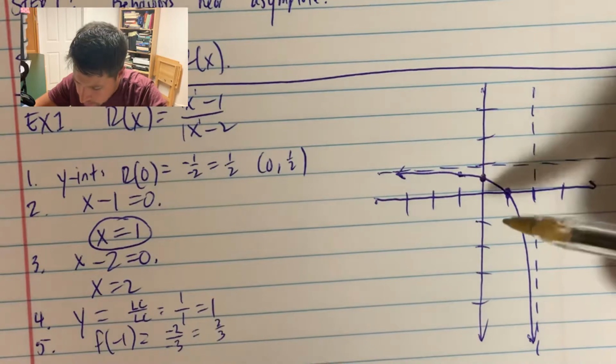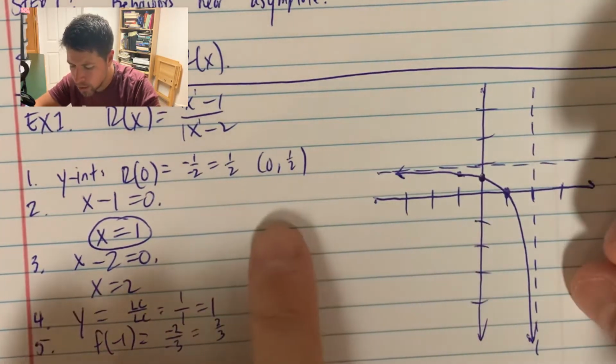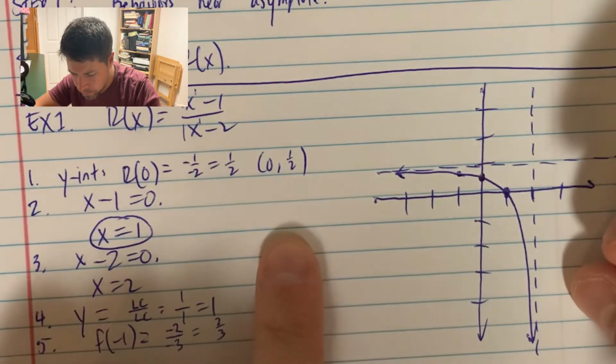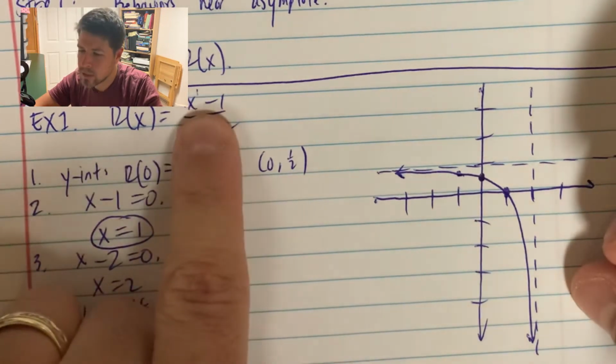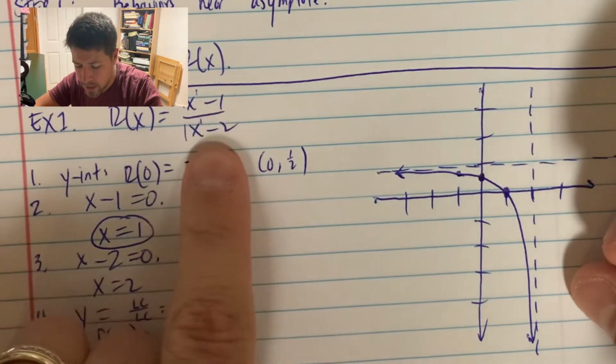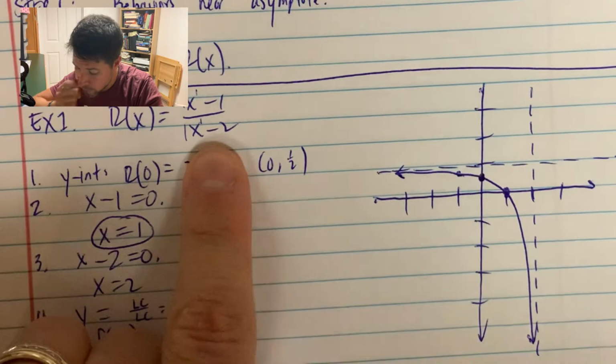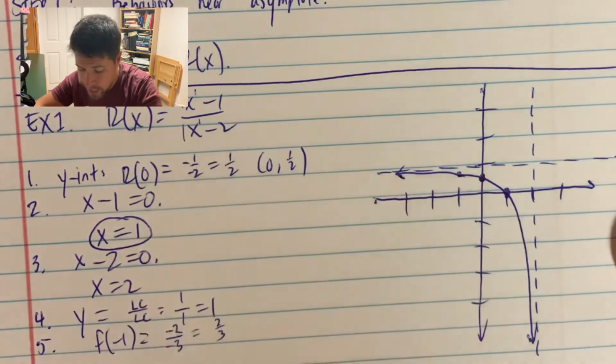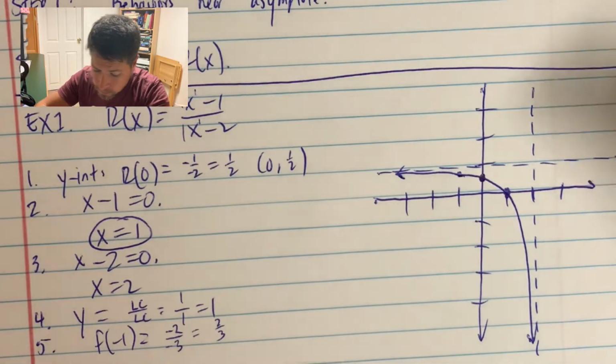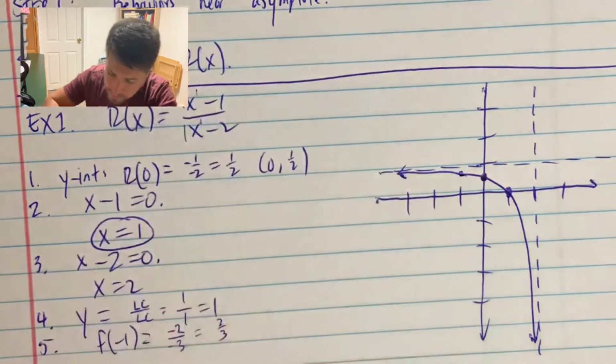Think about it. If I plug in a negatively very large number like negative 1,000, that's going to give me negative 1,001 on the top and negative 1,002 on the bottom, which is very, very close to positive 1. So you can see the behavior near the asymptote there. And that really is us kind of working out step 6.